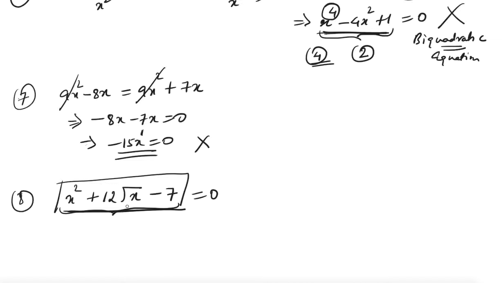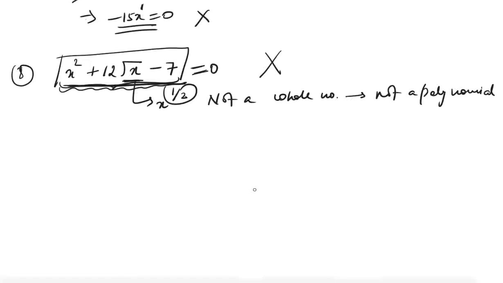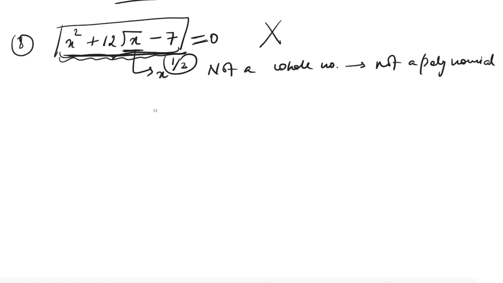No. Why? Because see the second term. Here the power of x is 1 by 2, which is not a whole number. Okay, if this is not a whole number, this is not a polynomial. Okay, if this is not a polynomial, this won't be a quadratic polynomial, and when we equate this to 0, it will not be a quadratic equation. Okay, is this clear? So always take care of few things, that it should be a polynomial and the degree should be 2, then only it will be a quadratic equation.